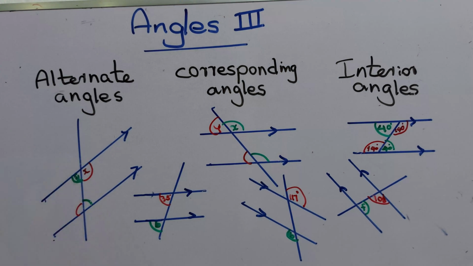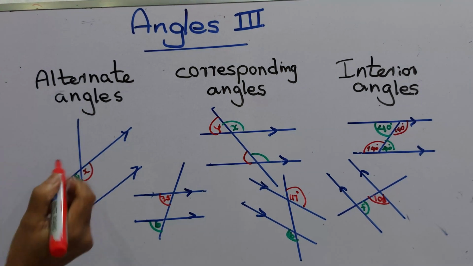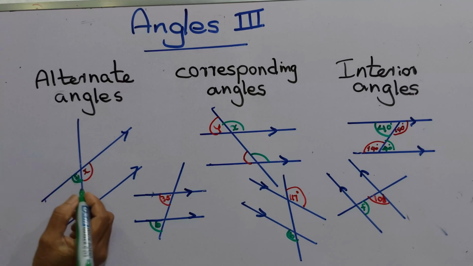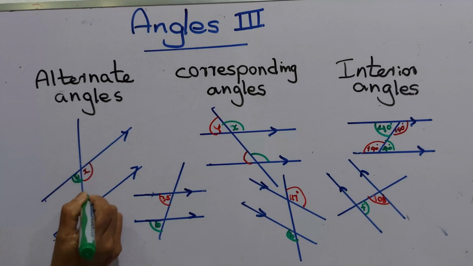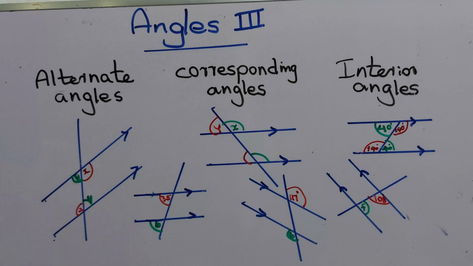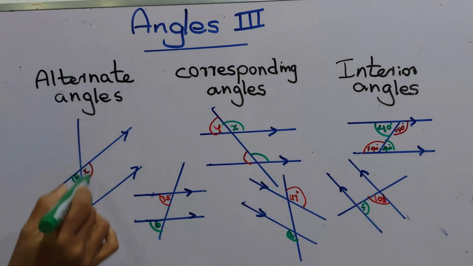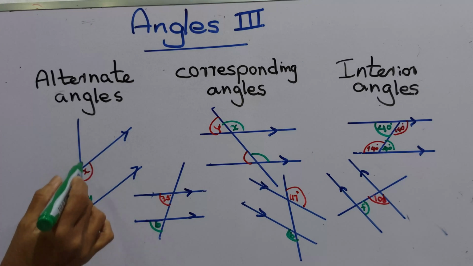This angle is x, then the opposite side angle is also x. This angle is y, and the opposite side angle is also y. It tells us angles on opposite sides of the intersecting line are called alternate angles. They are found in Z shapes.